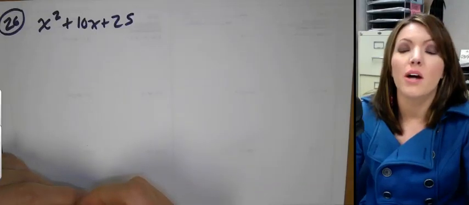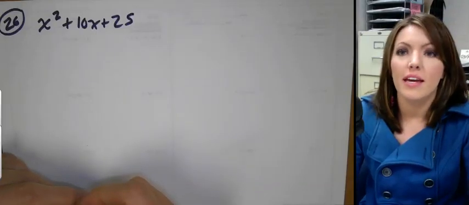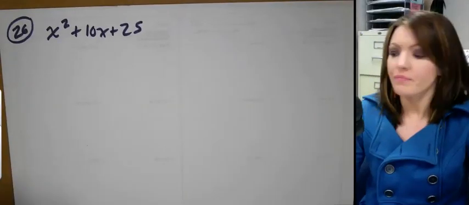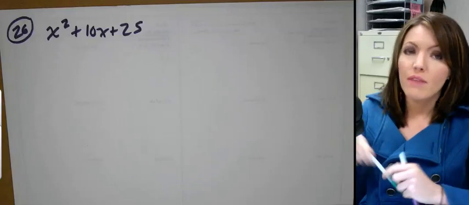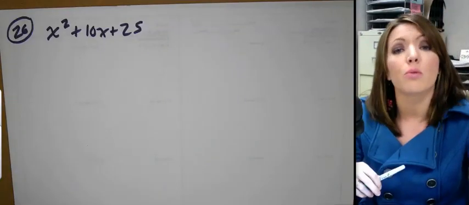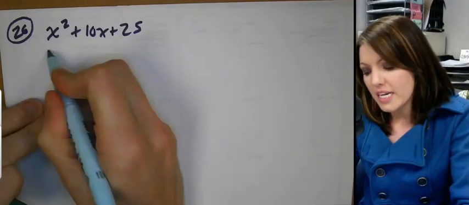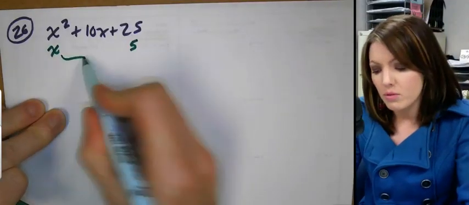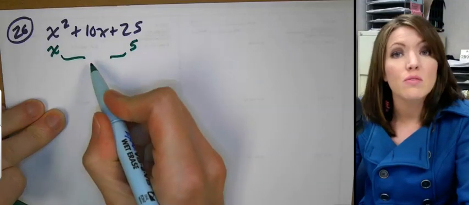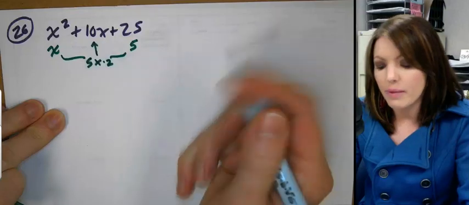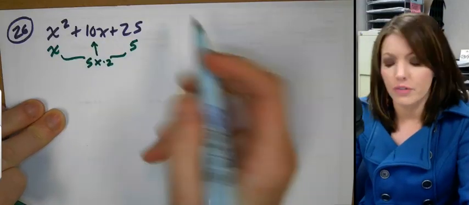We are continuing on with our practice final, and we are working on number 26, and we want to factor this expression. So, what we have here is a perfect square trinomial. Now, remember the way that we figure out that it's a perfect square trinomial is we take the square root of the first term, square root of the last term. If we multiply them together, x times 5 is 5x, and then double them, we get what's in the middle. So that's how we know that it's a perfect square trinomial.